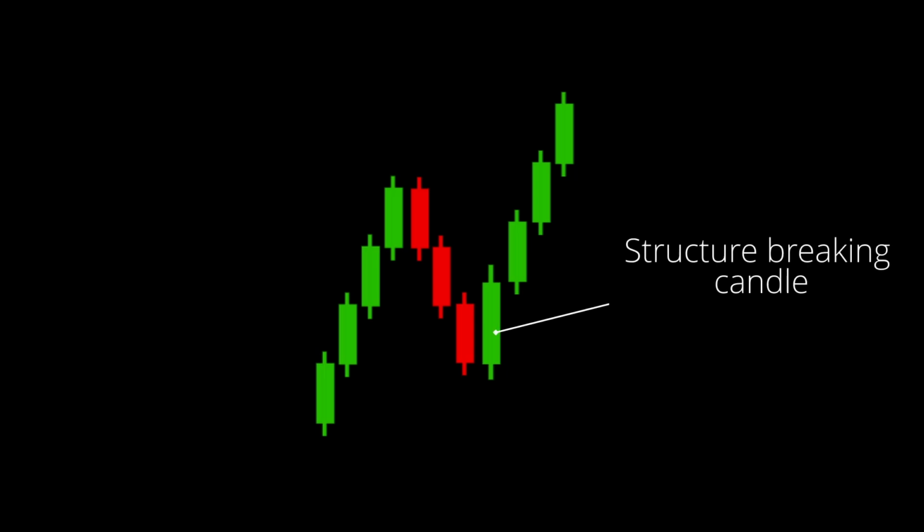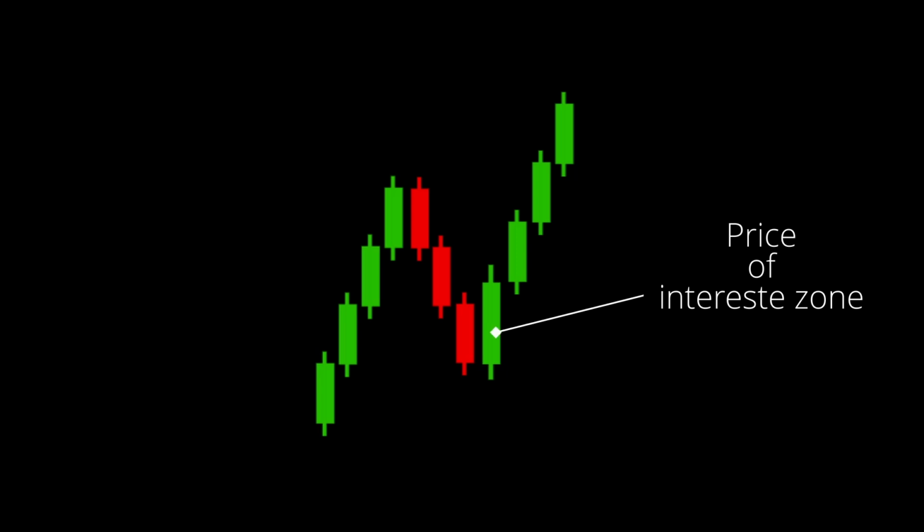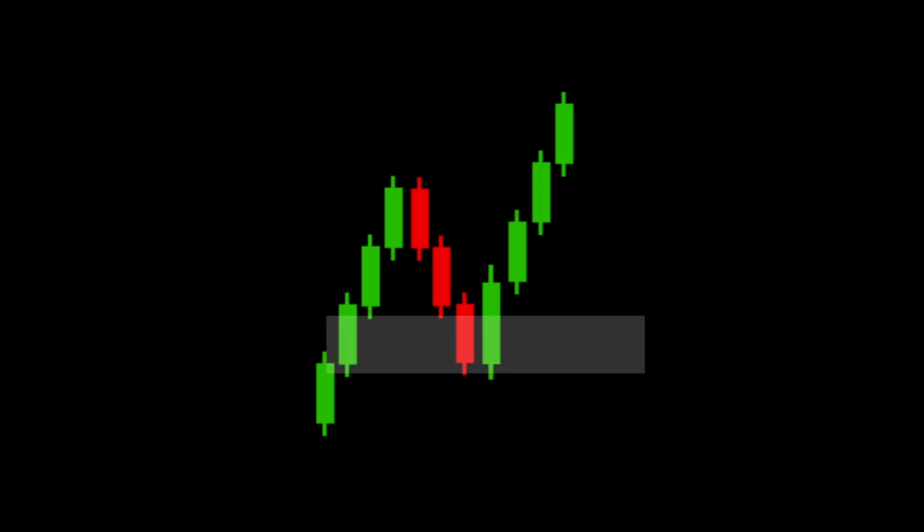See, this bearish candle breaks the uptrend structure. Then it creates a price of interest zone. We call it the entry zone. When the price comes to this zone, there are higher chances of reversal back. This is the actual price action theory. But every zone must not be respected. So, when the price came to this zone, there were higher chances to continue the trend.